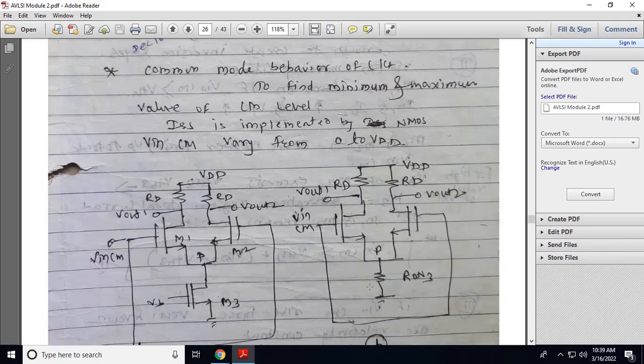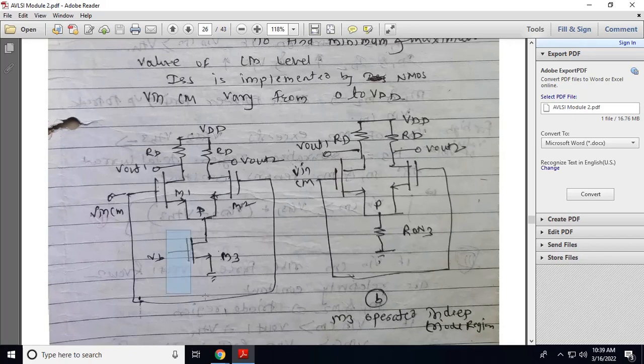Now the common mode behavior of the circuit. To find the minimum and maximum value of the CM level, ISS is implemented by the NMOS. This is a current source. By applying a proper gate voltage, this MOSFET M3 can act as a current source. So ISS is implemented by the NMOS. So Vin,CM varies from 0 to VDD.